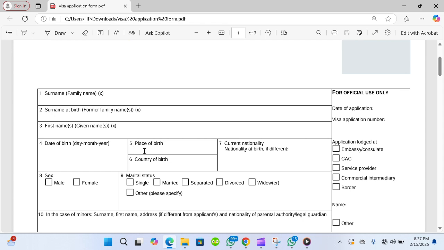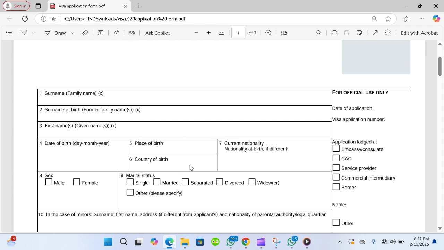Number 5, place of birth. Here you're meant to write the exact city you were born in. If it is Enugu, Lagos, Abuja, Kaduna, you indicate it here. Number 6, country of birth. Here, you're meant to write the country where you were born. So if you were born in Nigeria, you write it here. If you were born in Ghana, Canada, America, write it here.